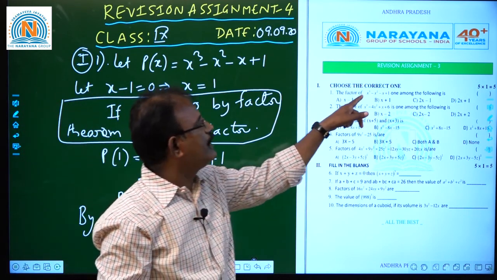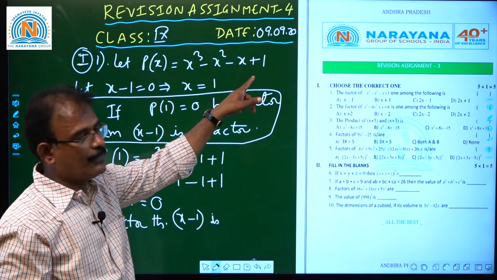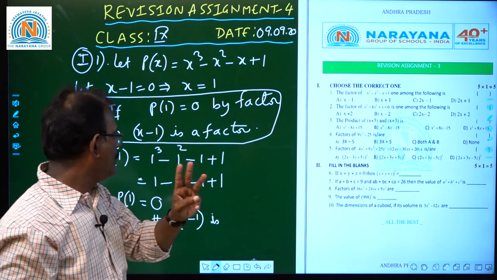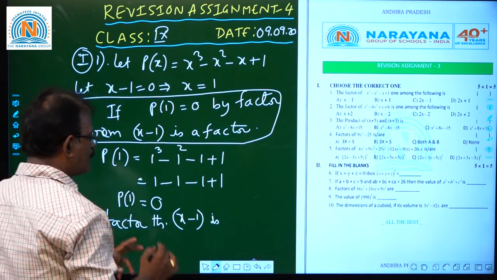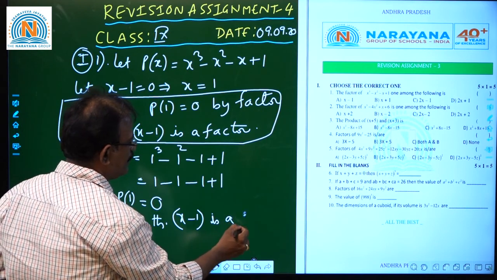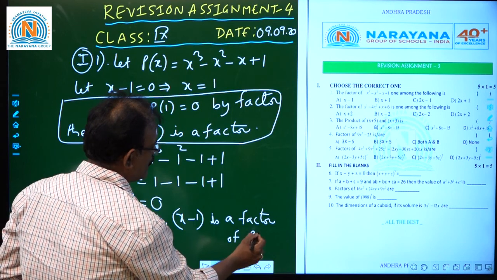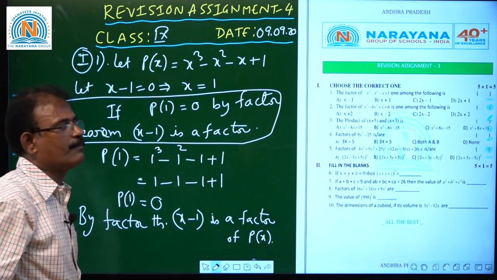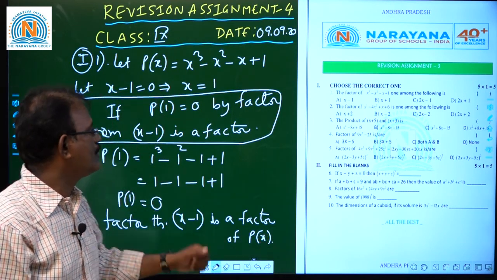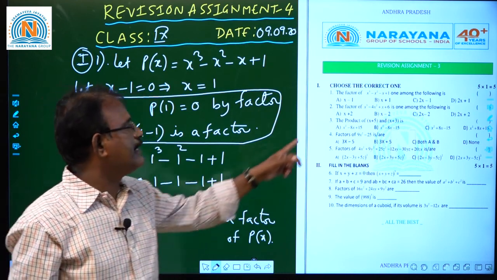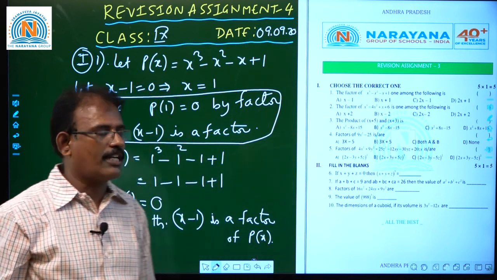Actually, according to degree, it is a third degree expression, so it has 3 factors. Out of 3, x minus 1 is a factor of p of x. P of x means the given polynomial expression. Okay children, so x minus 1 is there in the first option, children.